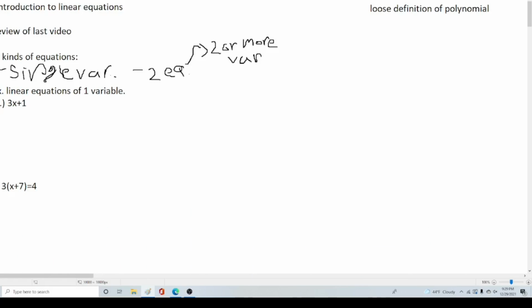And we said that there's a bunch of different equations that we study. Within the Algebra 1 playlist, we only talk about polynomials. And so before we can actually talk about linear equations, we need to talk about what a polynomial is.